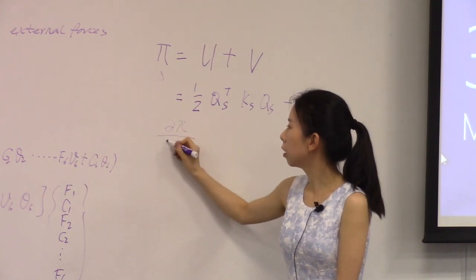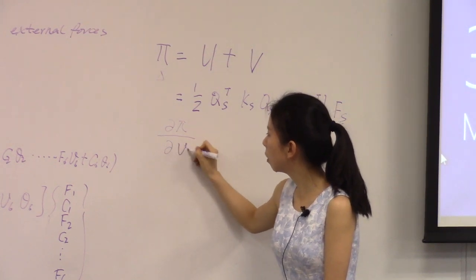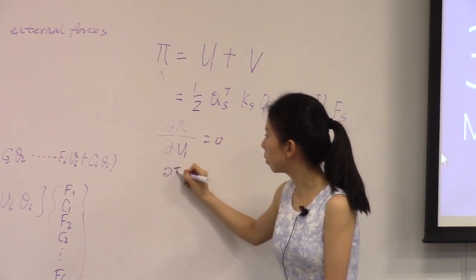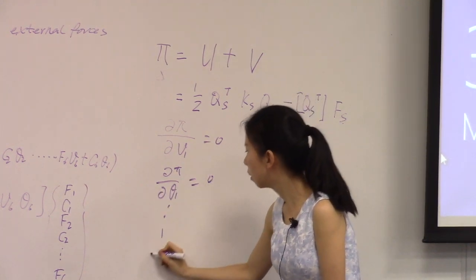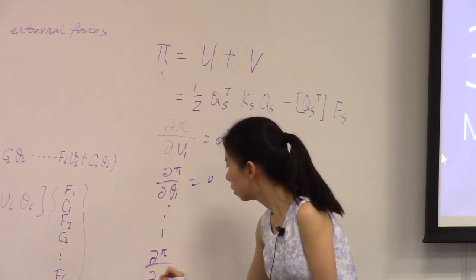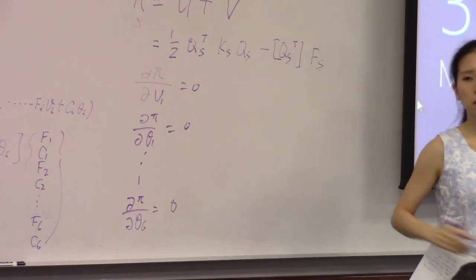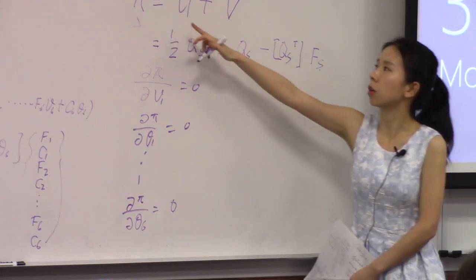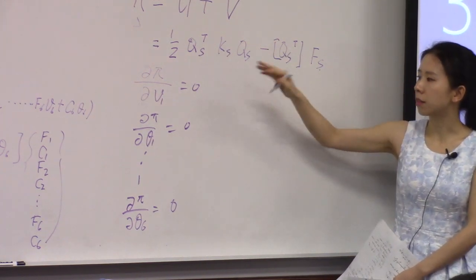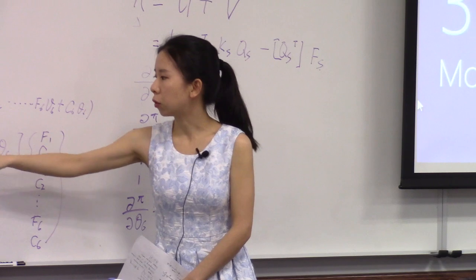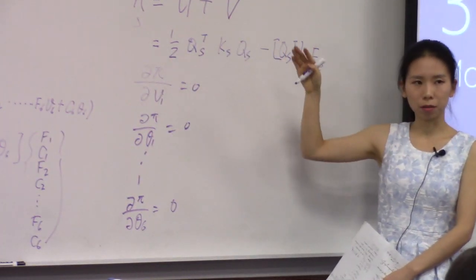The derivative of the total potential energy with respect to all the variables, V1 should be equal to 0, the derivative with respect to theta 1 equal to 0, and so on. Right? So this is the requirement to make the total potential energy minimized. By doing this, we can find one set of V1, theta 1, V2, theta 2, V6, theta 6 to make this total potential energy minimized.